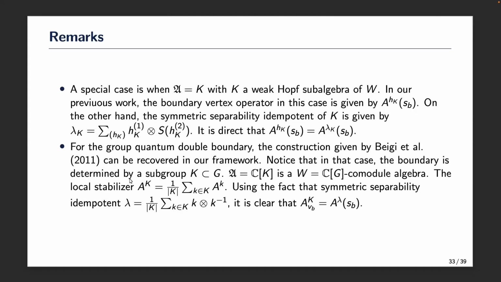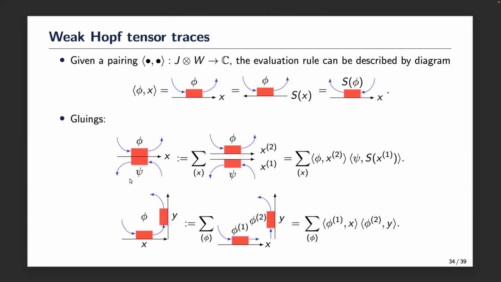So that's the end of this part. And then let's see how to give some ground state of this model. Well, the building block is the weak Hopf tensor traces. Given a pairing between two weak Hopf algebras, J and W, the evaluation rule can be described by this diagram.